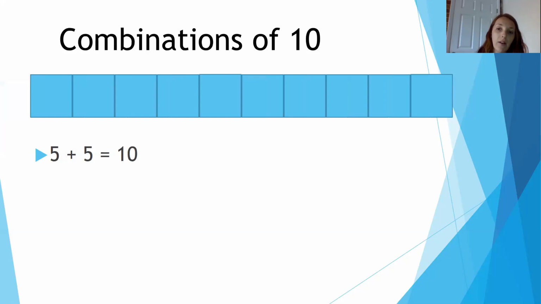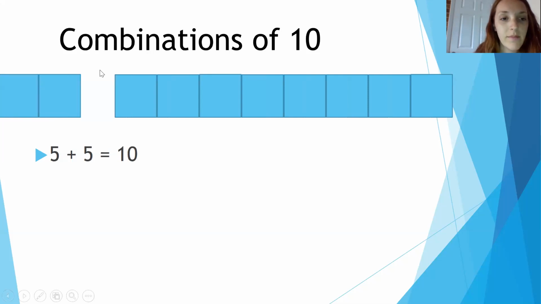Let's put them back together to see our 10 all together, and let's break it apart a different way. Let's break it apart here. I broke it apart right here. So, how many do I have in this group? 2. And how many do I have in this group? 8. So I have a group of 2 and a group of 8.